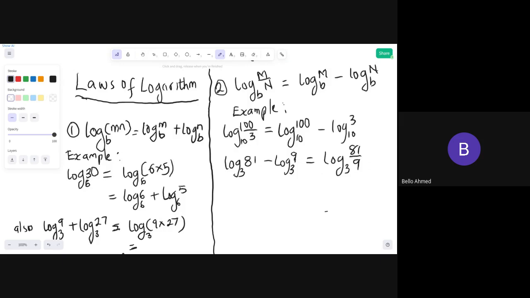logarithm. Sorry, this is just misbehaving. So 9 times 27 is actually going to give us 243, base 3. So I hope we understand this.